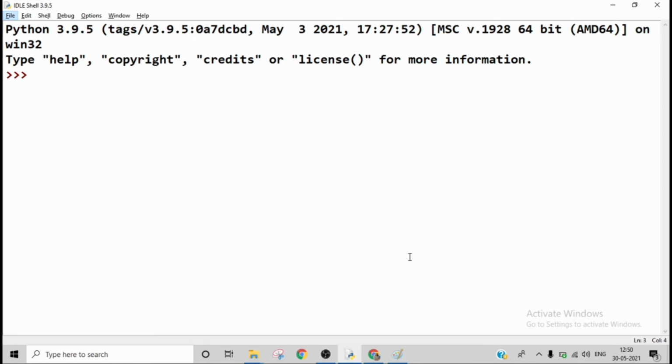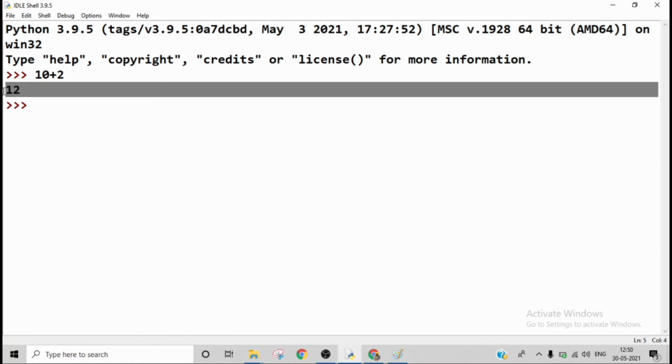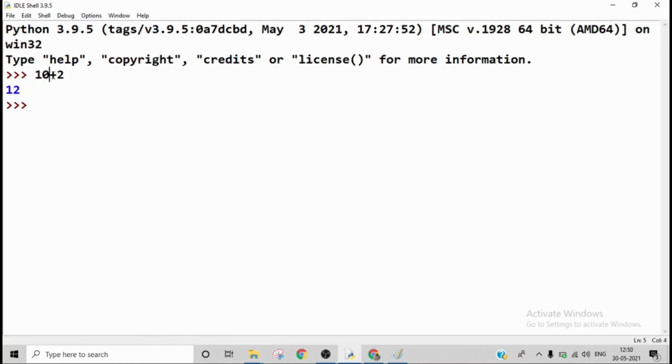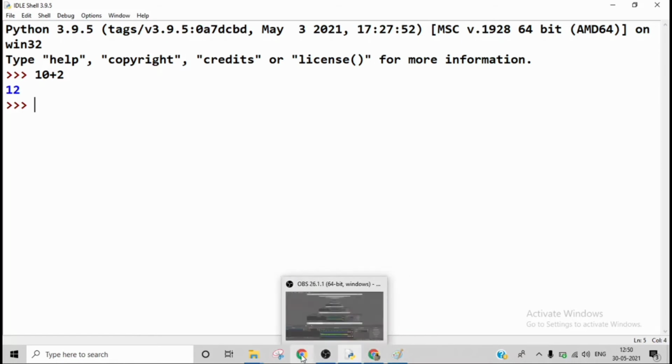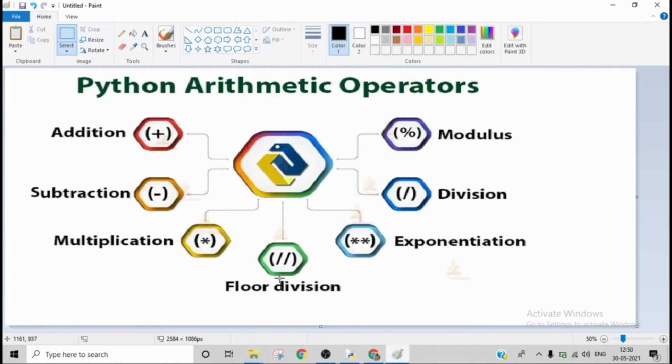And I am going to give you an example for this, like 10 plus 2, which is equal to 12. So this is our answer, 12. So the addition sign or the plus sign between is the operation or operator. There are many kinds of operators, and first we are going to understand about arithmetic operators.